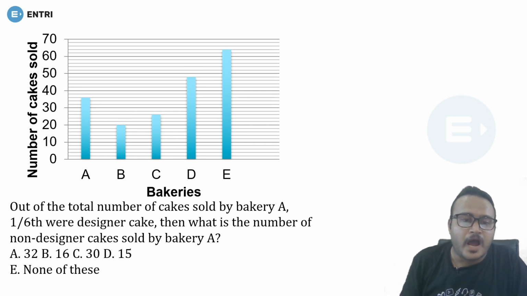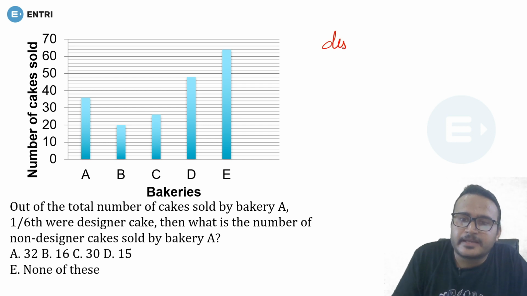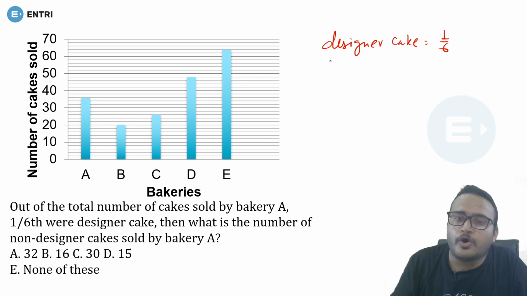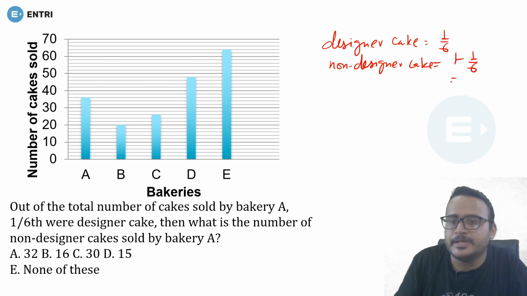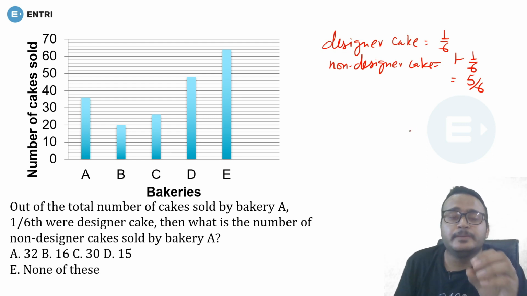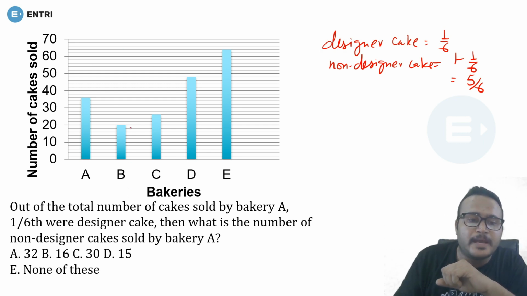So this is the next question. Out of the total number of cakes sold by bakery A, 1/6 were designer cakes. So the designer cake data given in the question is 1/6 of a particular number of cakes. So the non-designer cake will be 1 minus 1/6, obviously that means 5/6. That means 5/6 of a particular value will be the non-designer cakes. And how many total cakes were sold by bakery A?